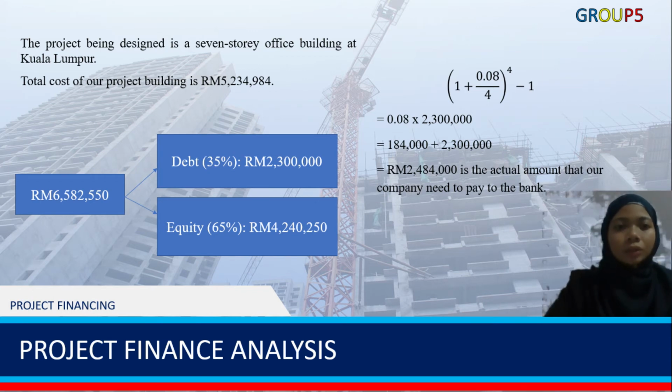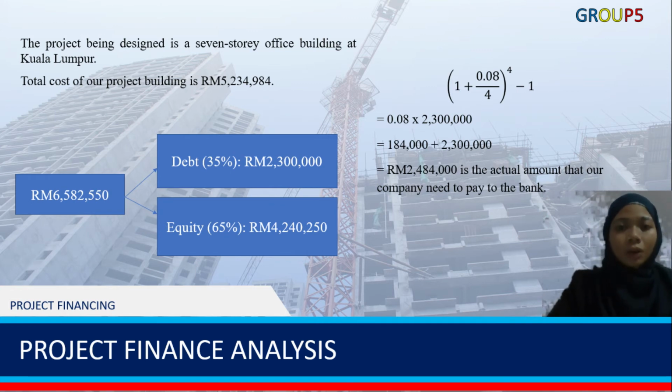Okay, I will be explaining the calculation of our debt and equity in this group project. The project being designed is a 7-story office building in Kuala Lumpur. The total cost of our project building is around 5 million. 35% is borrowed from CIMB Bank Berhad, with an interest rate of 8% compounded quarterly. The other 65% we decided to sell to the public and equity partners, whom we expect a return on their investment. From the equity we got around 4 million, while from the bank we borrowed 2 million. So this is the calculation.